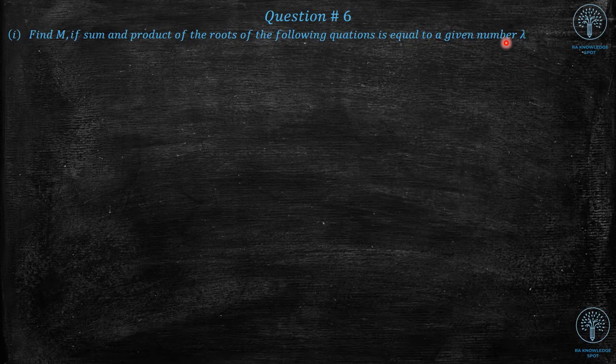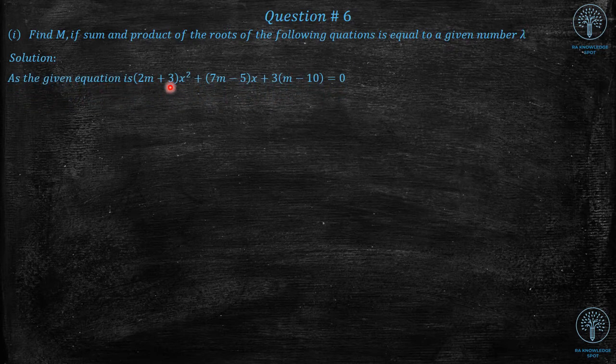Okay, once again I want to tell you this statement before I start the solution. You have to find the value of m. In maths, "if" means information, that is the given thing. Now he is telling you that when you find the sum and the product of the roots, these two things will both be equal to this number, that is lambda. Okay, now see the solution.